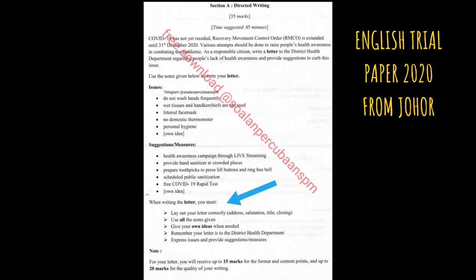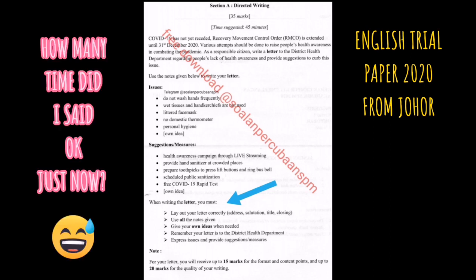So the first one is lay out your letter correctly. There are 4 things mentioned there: address, salutation, title, and closing. Each of these represent marks, so you can consider this as free marks. Don't lose these marks. Then you need to use all the notes given, and you can also give your own ideas when needed. And remember, this is also a reminder, especially your address: the address of your letter is to the district health department.